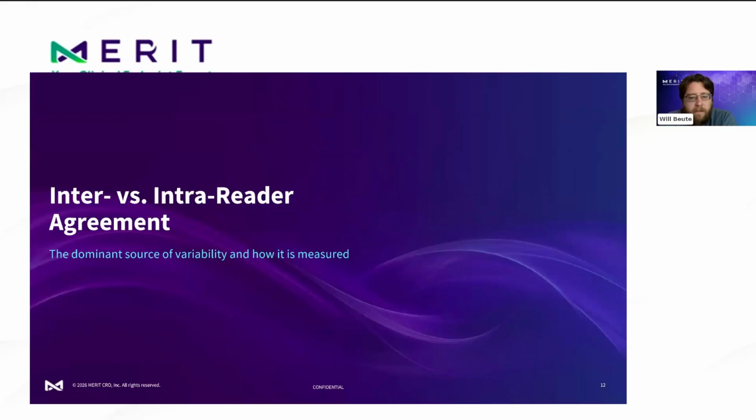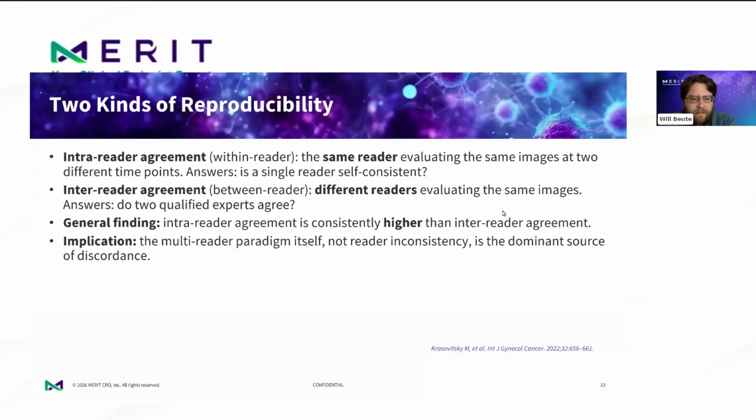So to manage variability, we first have to understand where it comes from, and that starts with an important distinction between two different types of agreement, which tells us a great deal about the dominant source of the problem. There are really two kinds of reproducibility or variability that we care about. The first is intra-reader agreement. That's within a single reader. It asks if the same reader evaluates the same images at two different time points, do the readers agree with themselves? Essentially, is a single reader self-consistent?